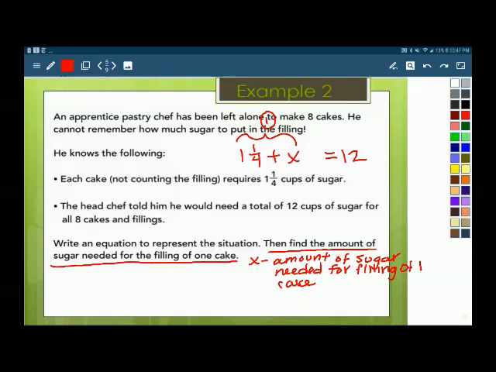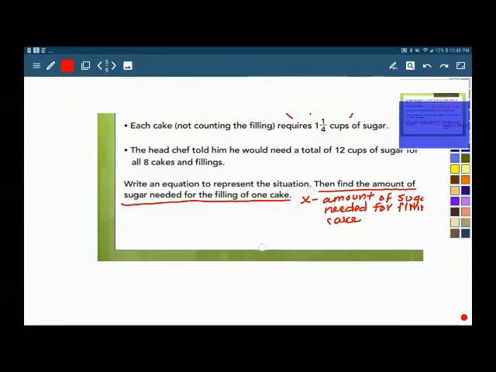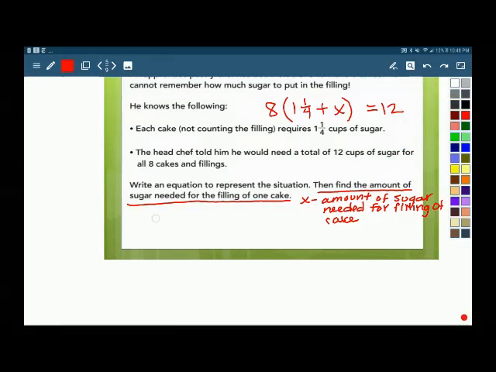The sugar from the cake itself plus the X amount of sugar from the filling. Well, we have a total of 8 cakes. So we need to times this whole quantity by 8 to represent 8 cakes, equaling the 12 cups of sugar. So now we've created that equation. We're going to need to now use that equation. I'm just going to write it again below here. 8 times the quantity 1 1/4 plus x is equal to 12.